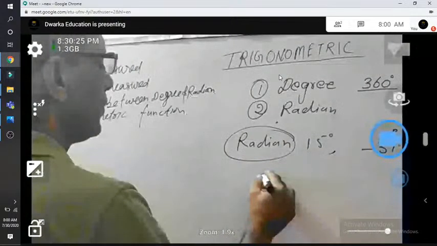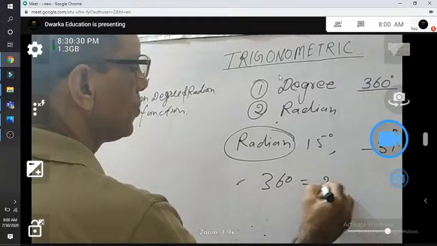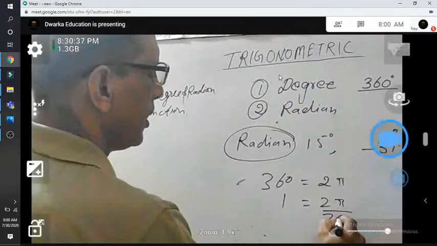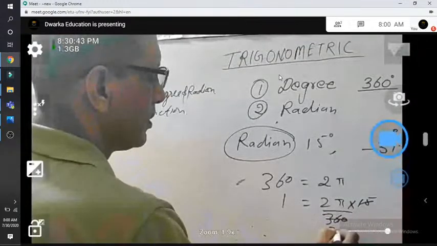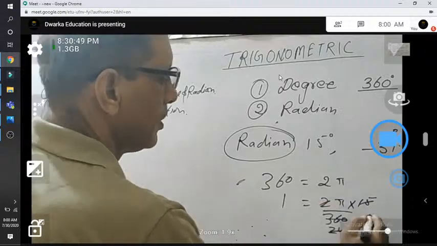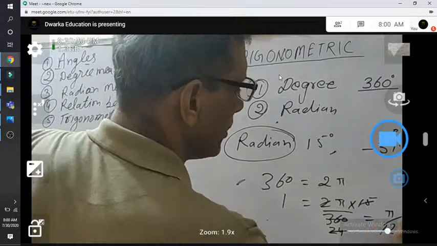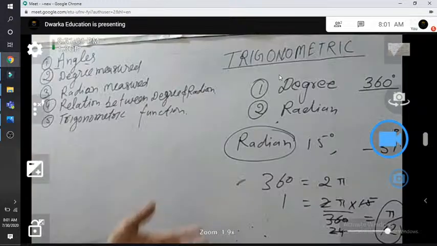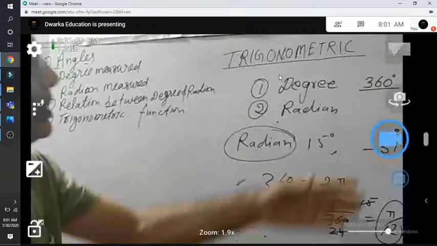We know 360 degree is equal to 2 pi radian. So 1 degree is equal to 2 pi by 360, and 15 into that is equal to pi by 12 radian. Pi by 12 radian. And so on.